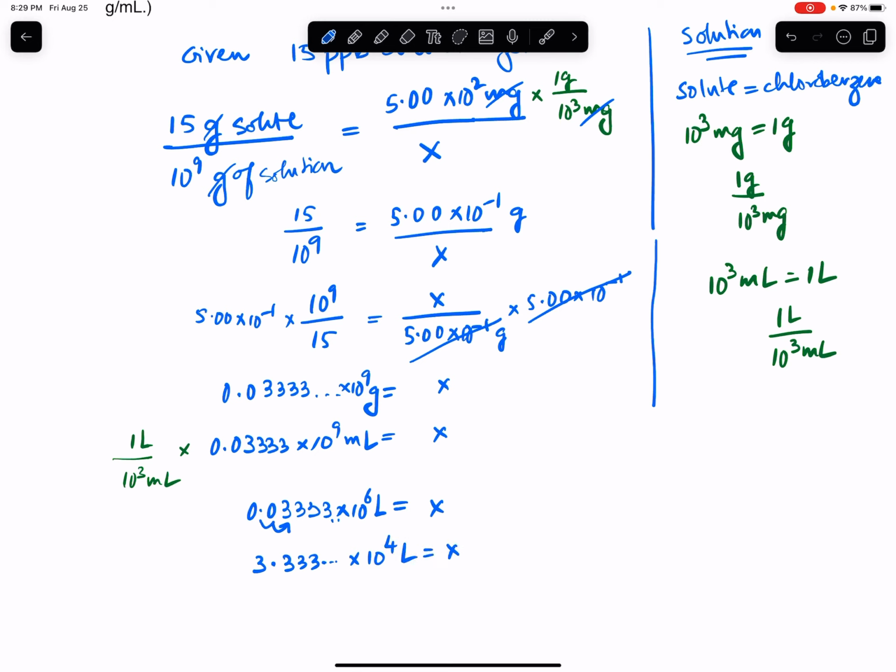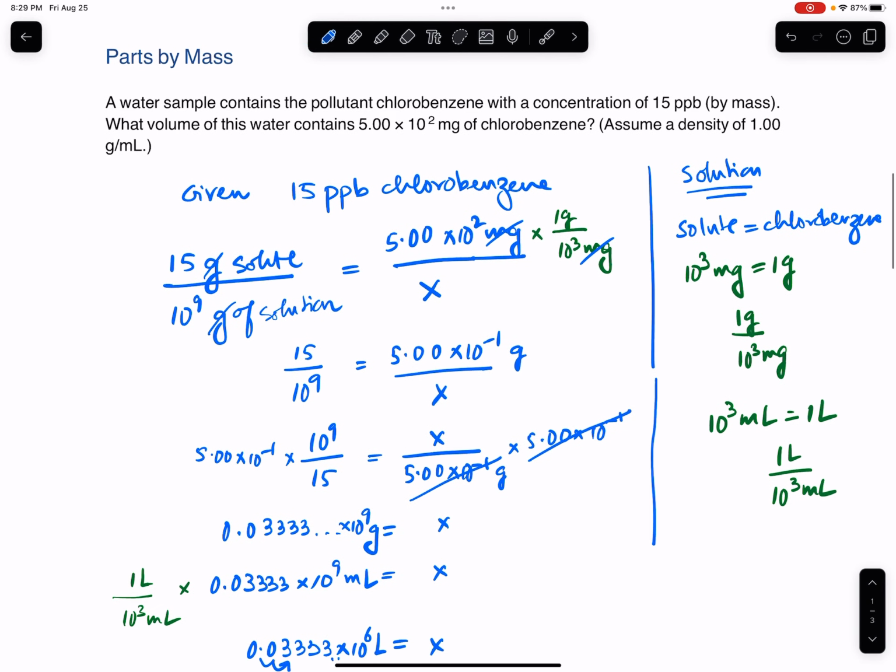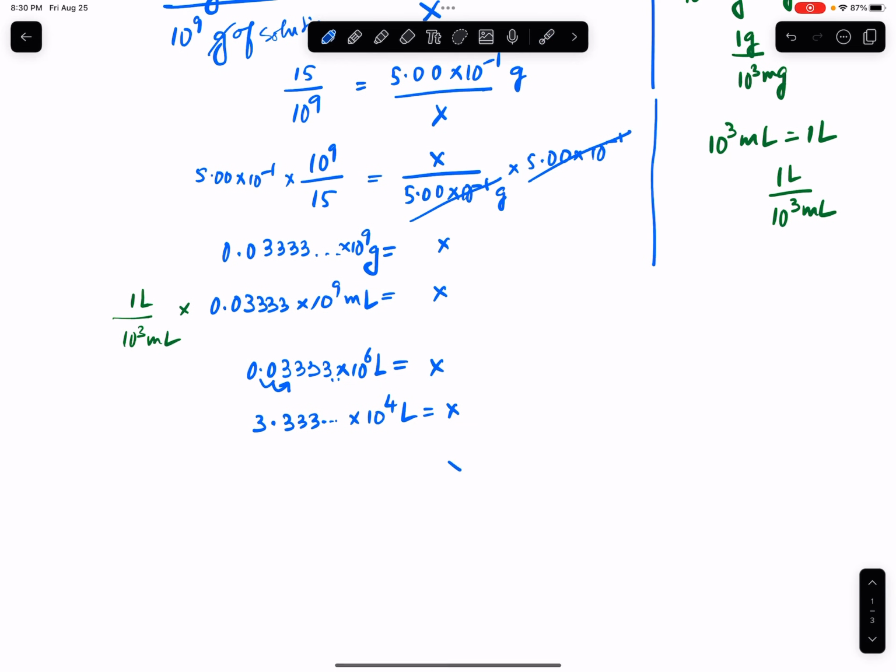And now at this point, we want to watch for significant figures. If you go to the top of the problem, they give you 15 ppb. That's 2 significant figures. Notice carefully, there's 3 and 3 out here. We're not going to worry about those. We're going to go with the least number of significant figures because all we did was multiplication and division. So the correct answer is going to be 3.3 times 10 to the power 4 liters. I hope that made sense. Thank you for watching.